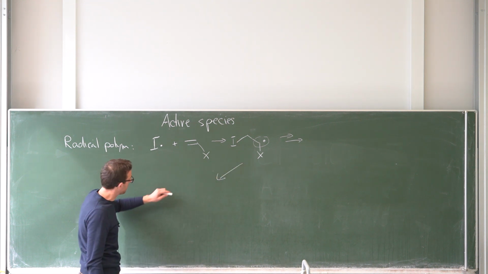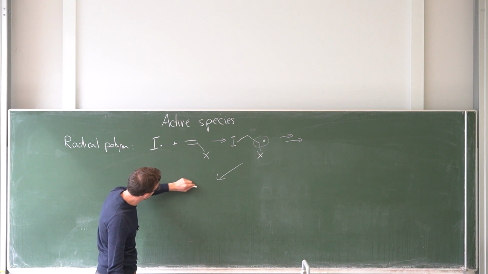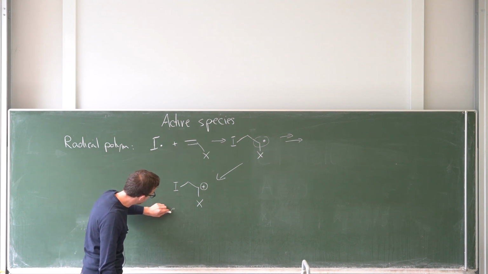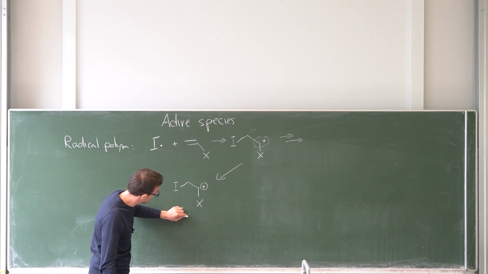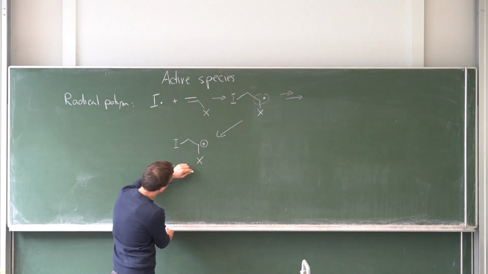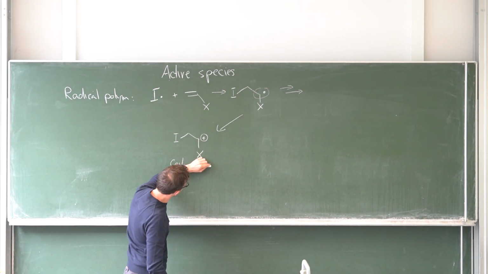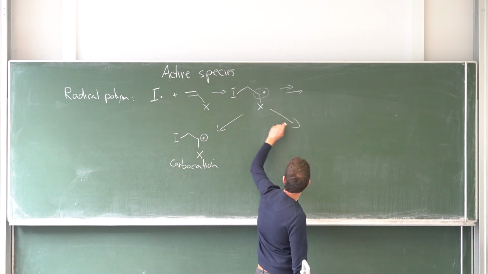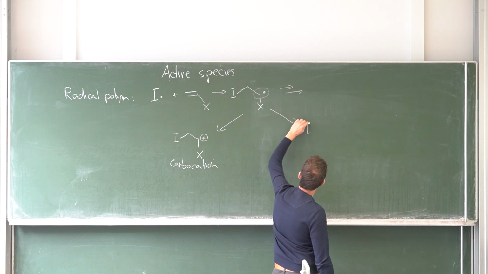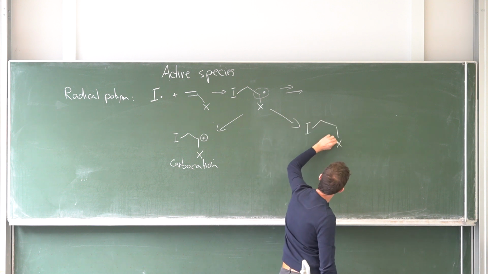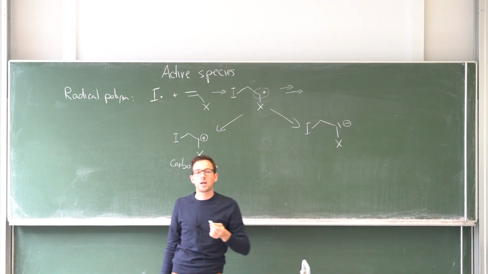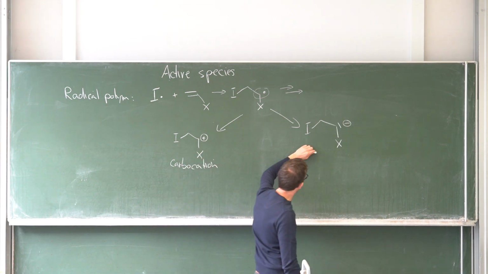So we could conceptually think about a scenario that looks like this, and now there's no electron here at all, and this is what we call a carbocation. Or we add one more electron into this orbital, and then we form a species that has two electrons here and is negatively charged. This we call a carbanion.